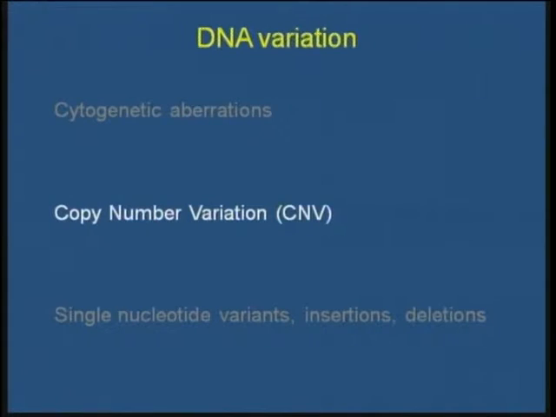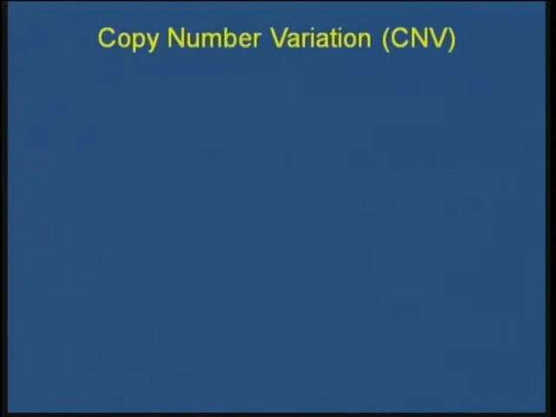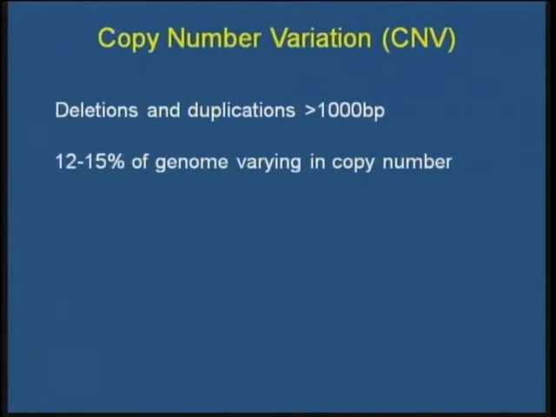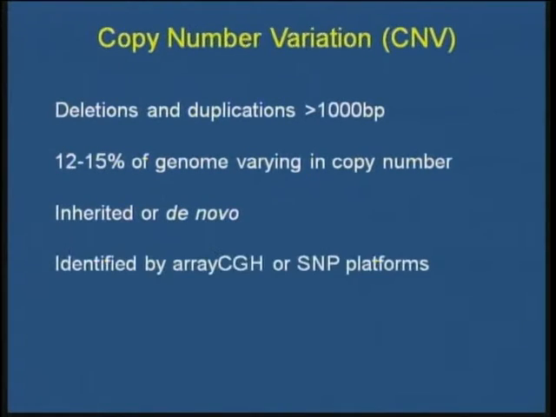So getting on to copy number variation. They can be described as losses or gains, or deletions and duplications, greater than about 1,000 base pairs. About 12 to 15% of the genome varies in copy number. They can be inherited or de novo and readily identified by array CGH or commercial SNP platforms. And over the last few years, there's been a big push to get common and rare CNVs onto databases, such as the Database of Genomic Variants.